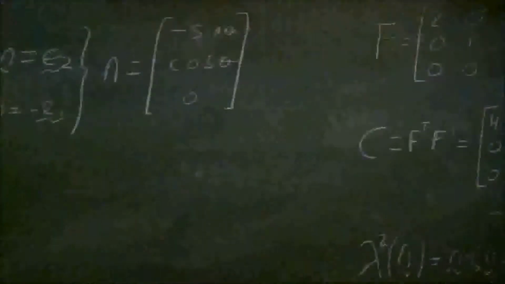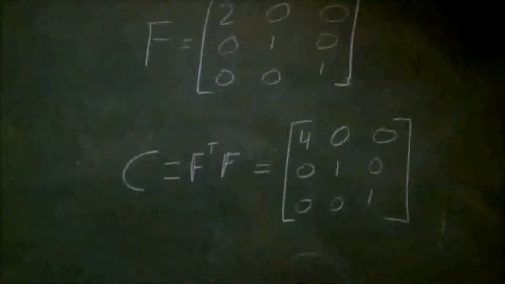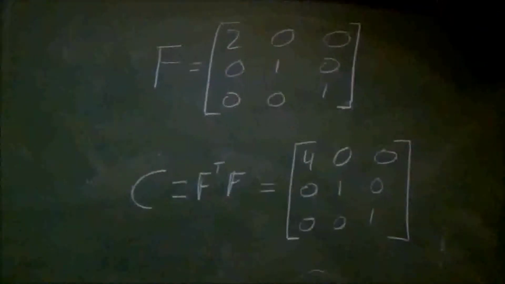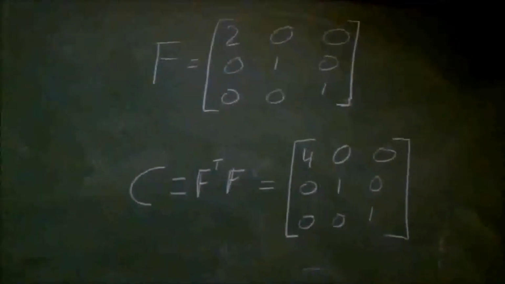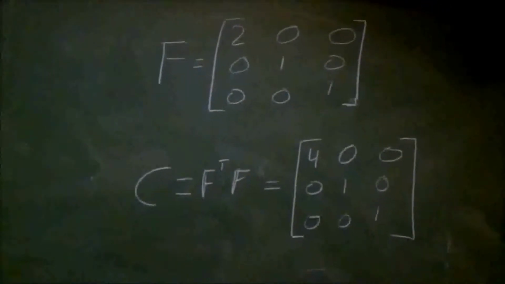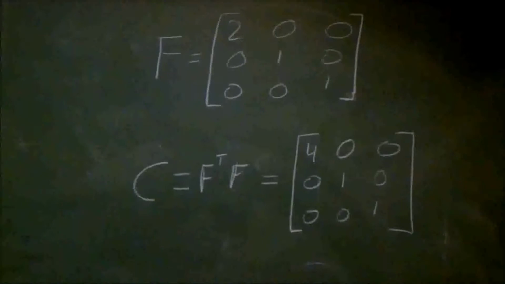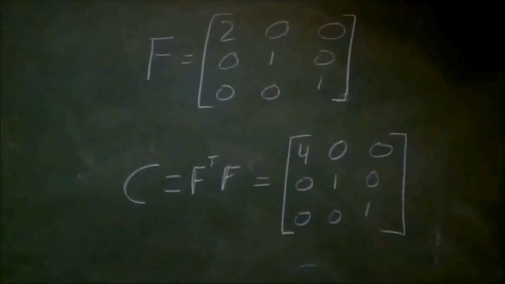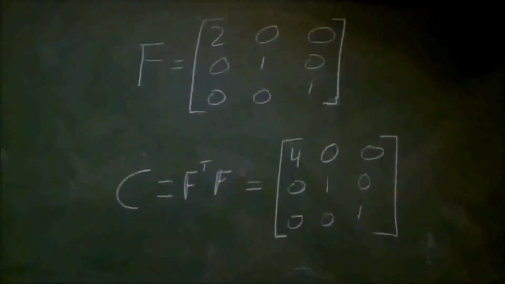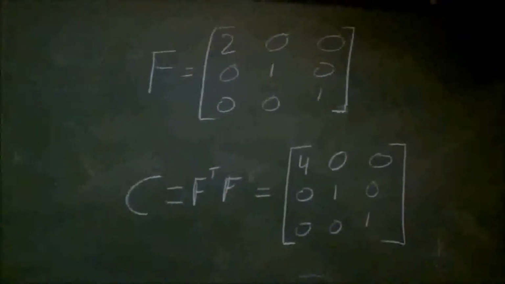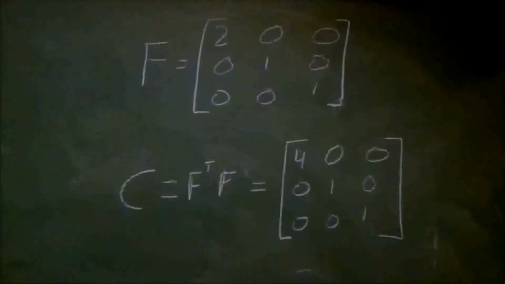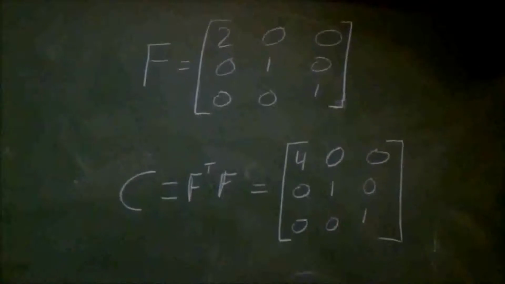The next step of the problem is to find the tensor of the gradients. To find that, you just differentiate phi of z with respect to z. And when you do all those calculations, you get 2, 0, and 0 in the first row, 0, 1, 0 in the second row, and 0, 0, 1 in the third row.